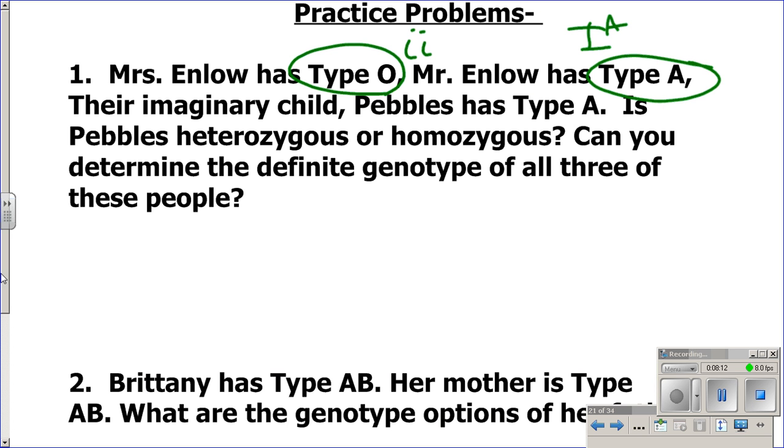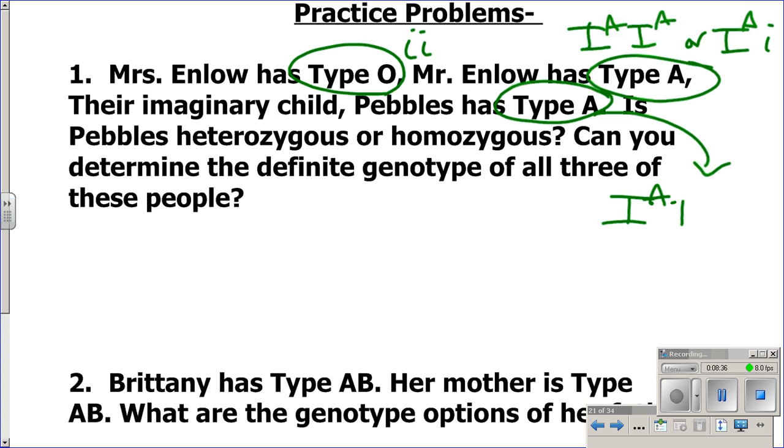IA IA, or IA little i, right. So it's either the two big A's or it's just your A little i. Okay, imaginary child Pebbles has type A. So what are her possibilities? IA IA or IA little i.